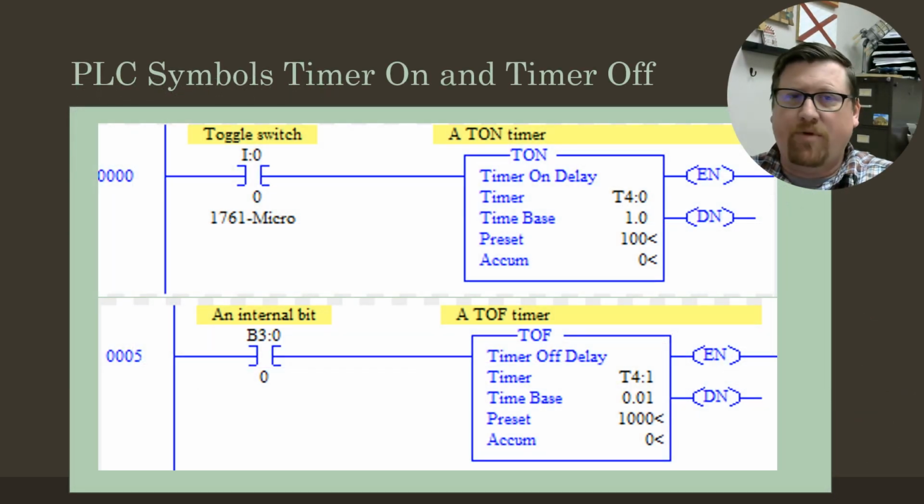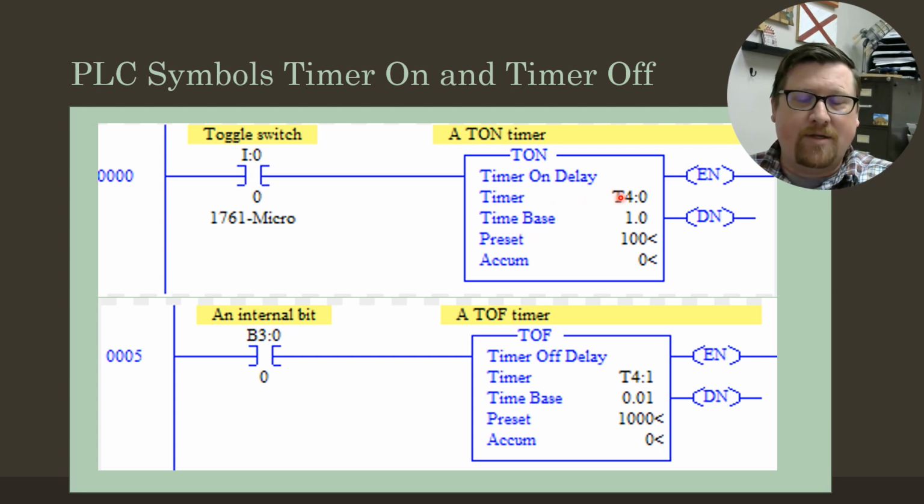All right, so next up we've got timers. We have 3 different kinds of timers. We've got the timer on, the timer off, and the retentive timer. When you see a timer, it's going to look like this big box here, and you're going to know which kind it is because at the top it's either going to say TON for timer on, TOF for timer off, or RTO for retentive timer. Each of those timers has a little different way that it works.